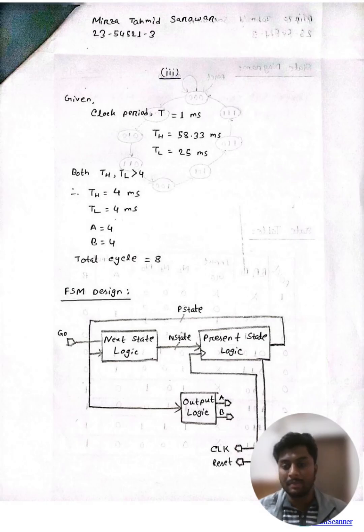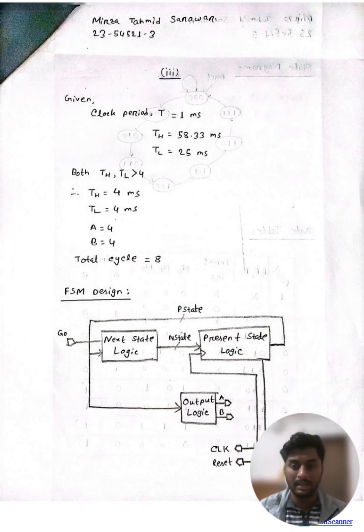Then what does it mean actually? So it means the clock period is 1 millisecond, so each state represents 1 millisecond, and I used multiple states to represent the on and off durations. If TH or TL exceeded 4 milliseconds, I actually limited them to 4 milliseconds as instructed.